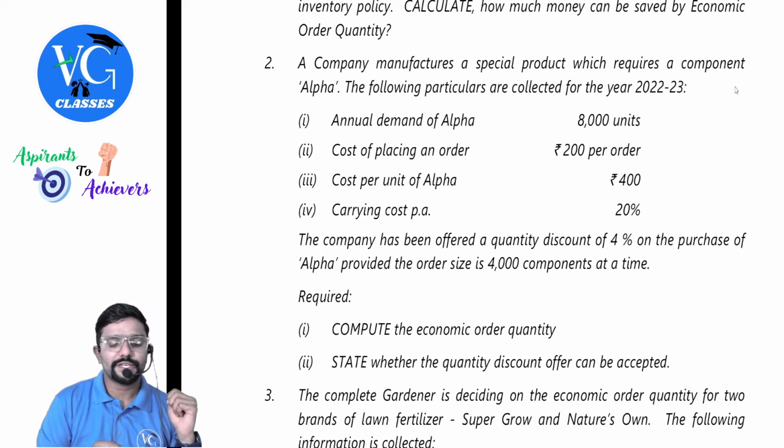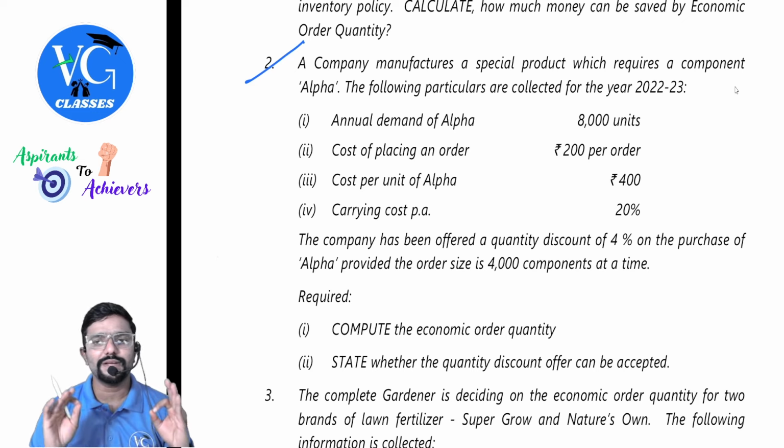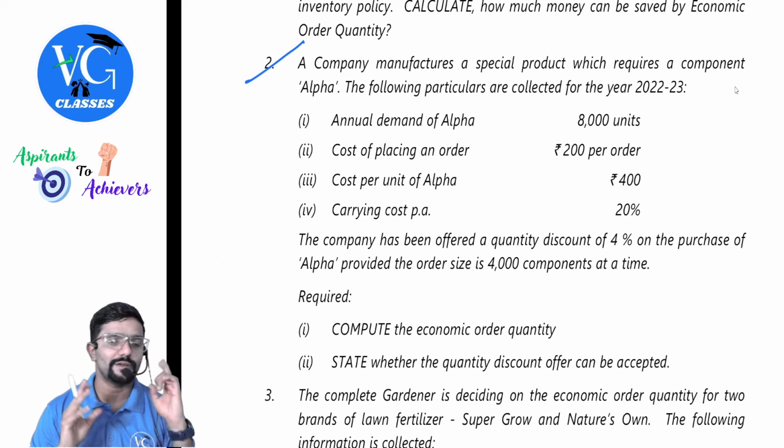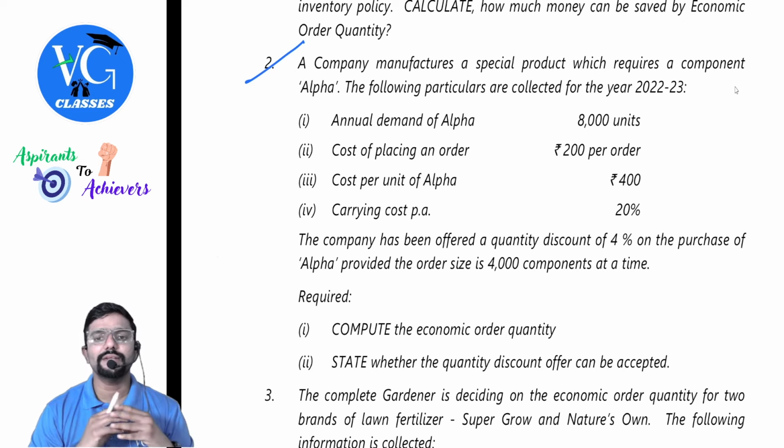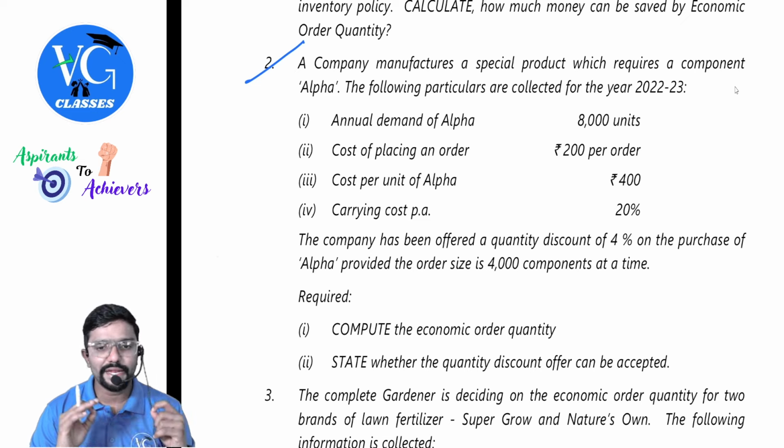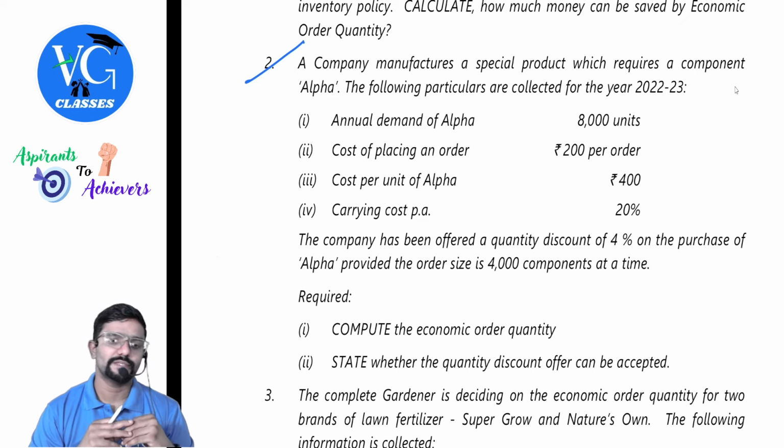A company manufactures a special product which requires a component alpha. Alpha is a raw material. The following particulars are collected for the year 22-23. Annual demand of alpha 8,000 units, that is annual demand or consumption. Cost of placing an order 200. Cost per unit of alpha 400. Carrying cost per annum 20%.